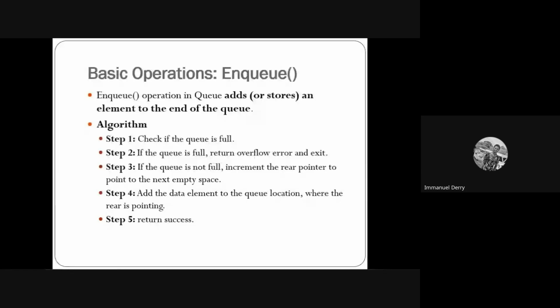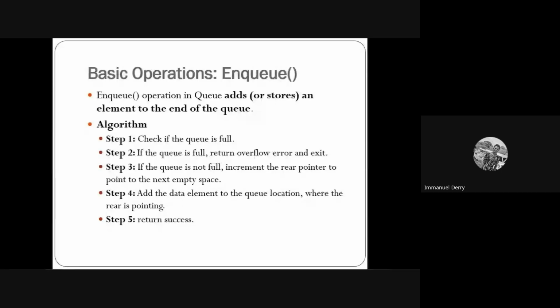So ideally, you have to check if the queue is full to avoid any queue overflow. That's the first step. And then the second step is if the queue is full, then you have to return an error and then you exit. So if the queue is full, you need to prompt the user that the queue is full and then you exit, so that the person will know why he was not able to add any element onto the queue.